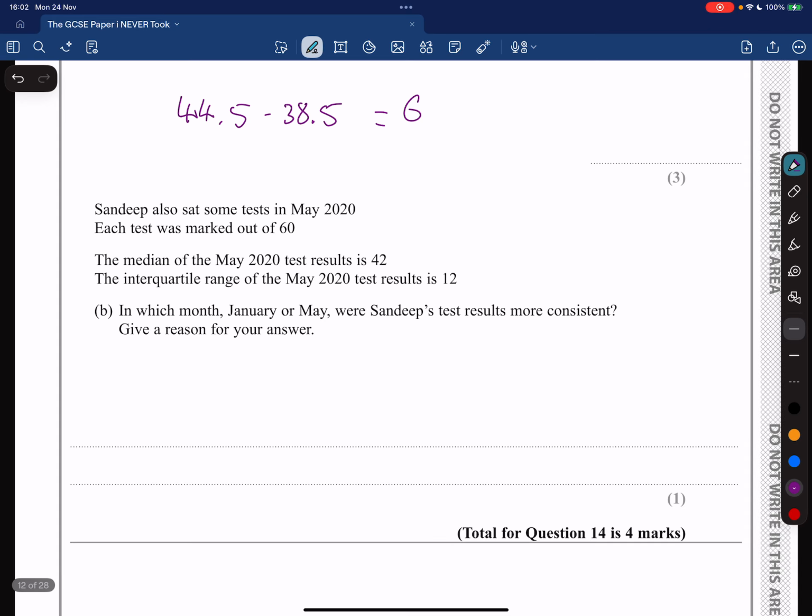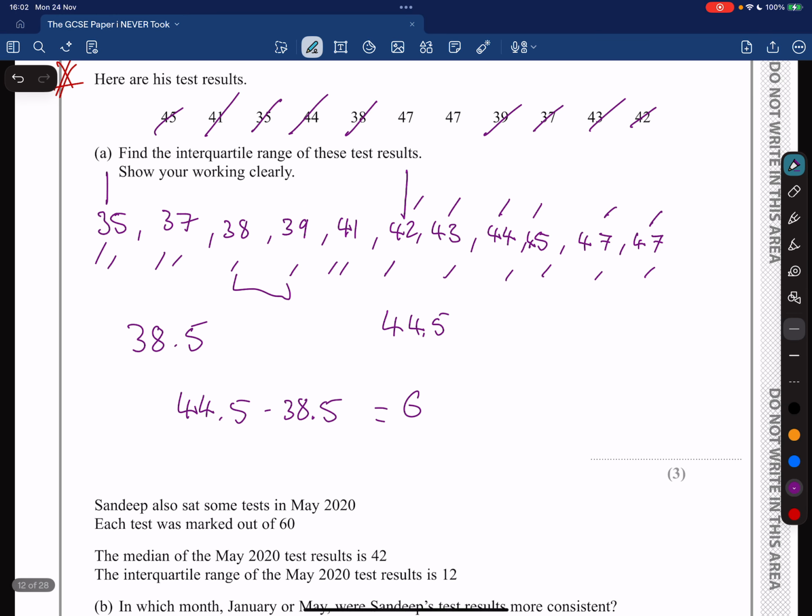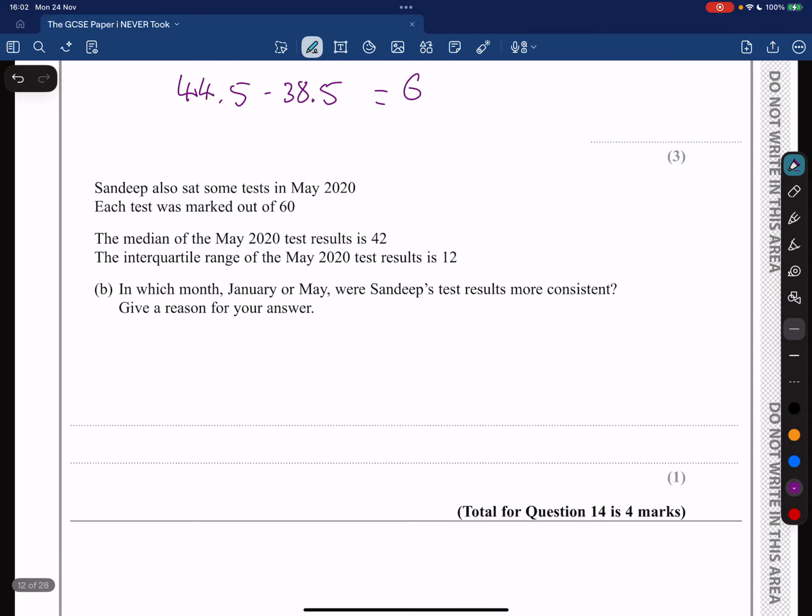Sandy also sat some tests in May. Each test was marked out of 60. The median of the May 2020 test results is 42. The interquartile range of the May 2020 tests is 12. In which month, January or May, were Sandy's test results more consistent? Okay, so the interquartile range is smaller. That means the test results haven't got so much variance, i.e. it doesn't go from 35 to 70, it goes between maybe 45 and 51. So I'm going to say January.